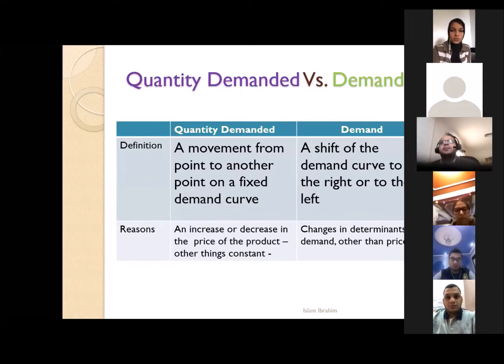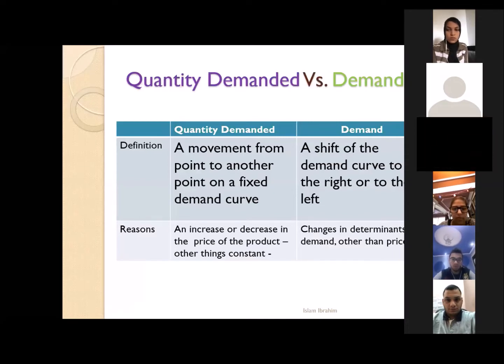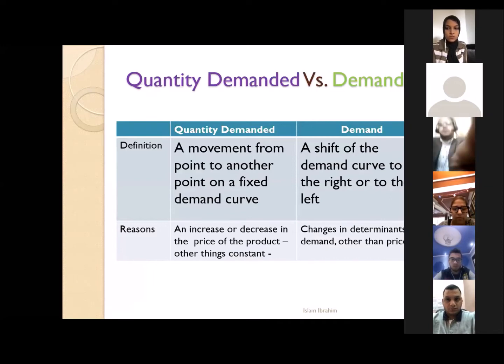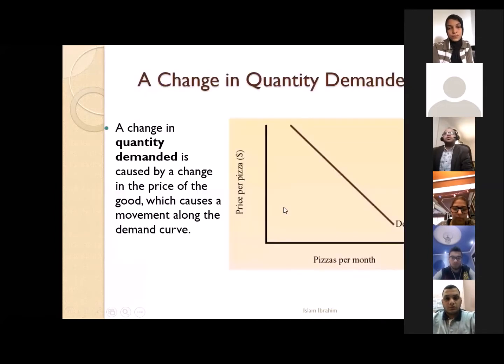So here we reach what is the difference between quantity demanded and demand. Quantity demanded is a movement. So quantity demanded changes only when the price changes. Demand changes when the other factors change. So if quantity demanded changes, we move from point to point on the same demand curve. If demand changes, that means we shift the whole demand curve to the right or to the left.